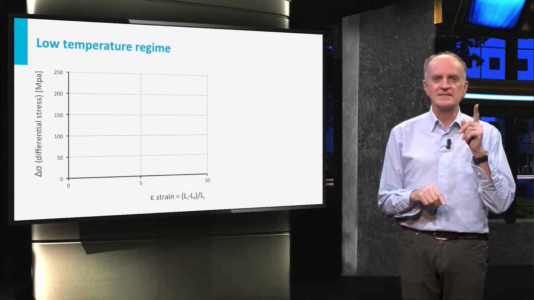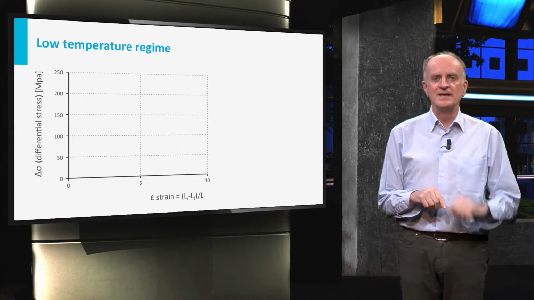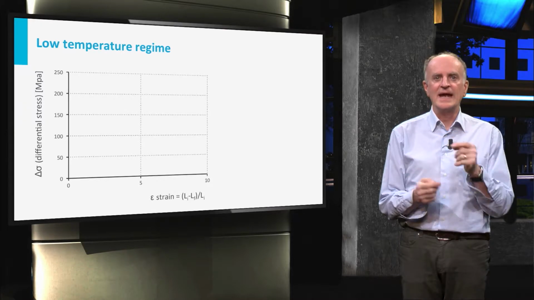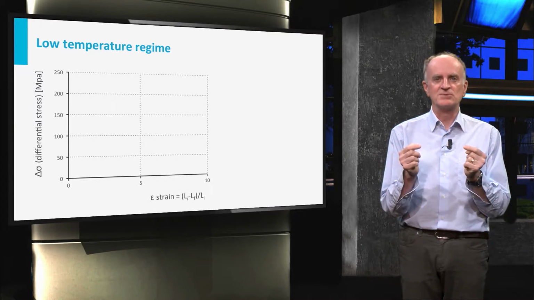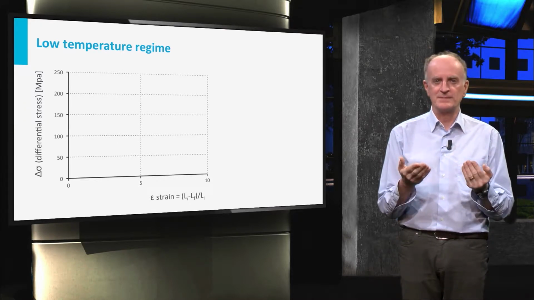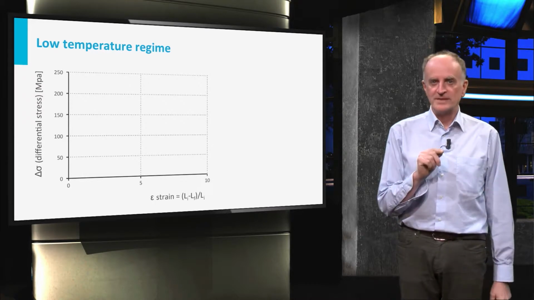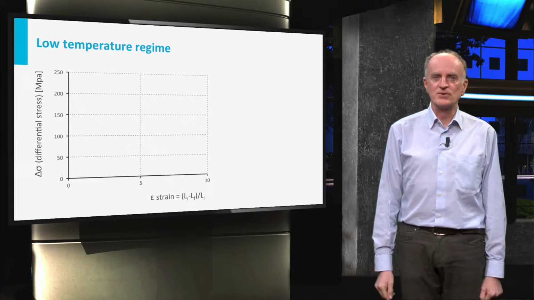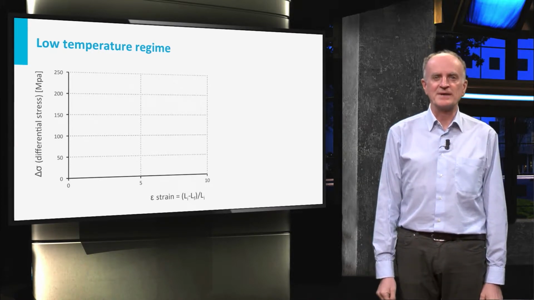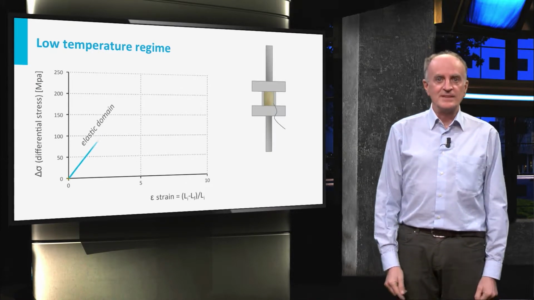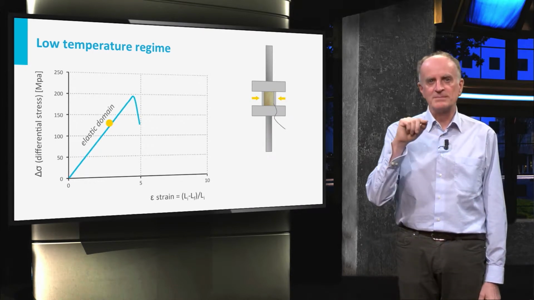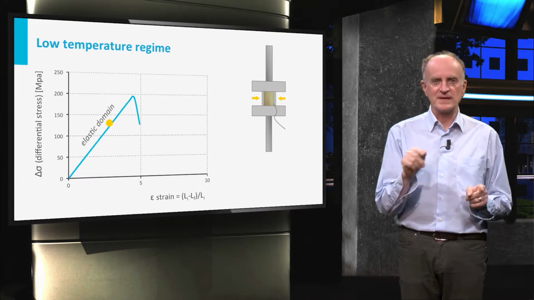On the vertical axis, you have delta sigma, which is the difference between the stress applied by the piston and the confining pressure, which was decided at the beginning of the experiment. Note the vertical stress applied is the one needed to keep the deformation going at a constant strain rate. In the initial stages of the experiment, you can see a linear relationship between applied stress and strain.